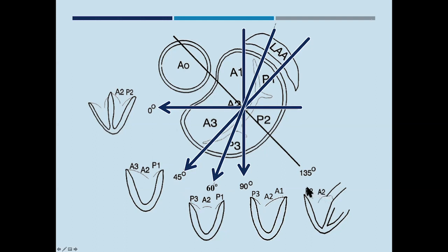This here is the long axis view, and with the long axis view, you can see the aortic valve and the posterior part of the mitral valve. That's because you are crossing, it's approximately 135 degrees, but you are crossing the aortic valve and the middle of the mitral valve. So in this position, you see both A2 and P2.